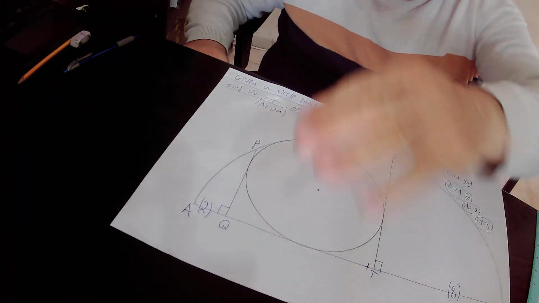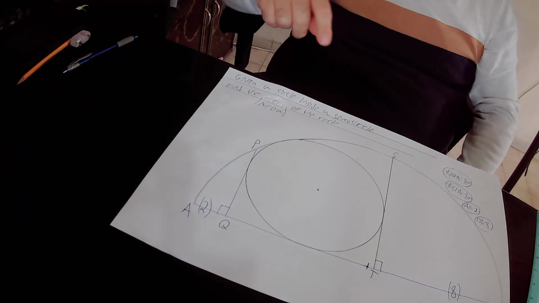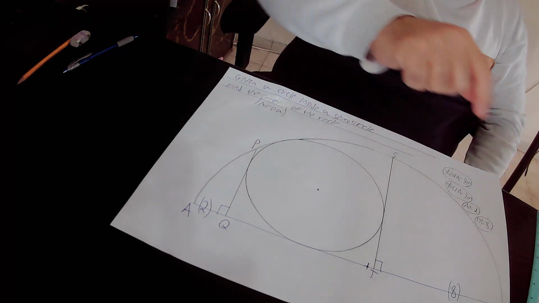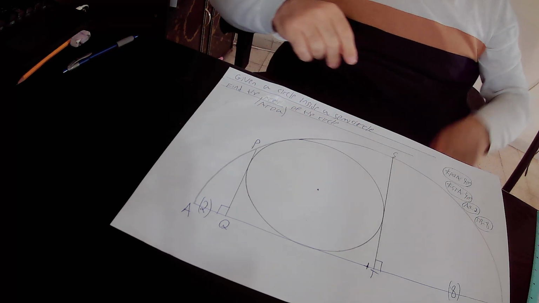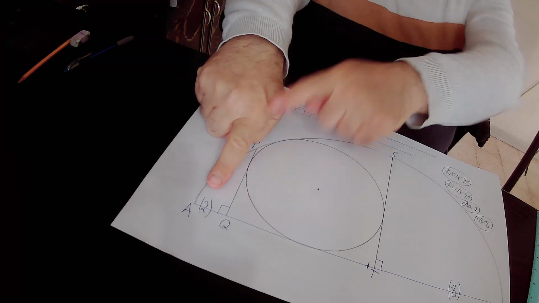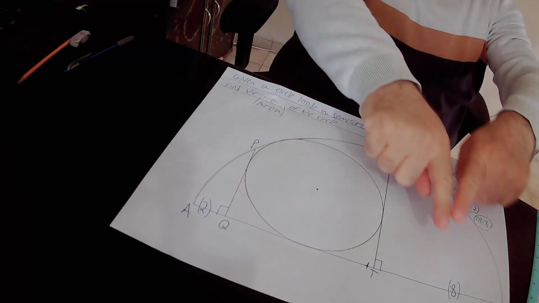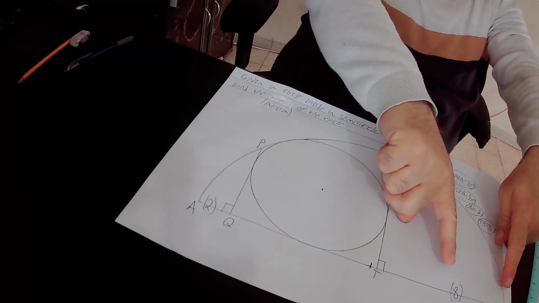Now in this lecture we find out the area of the small circle. In the drawing we have a semicircle. Note that line segment AQ equals 2 units in its length, line segment TB equals 8 units in its length.